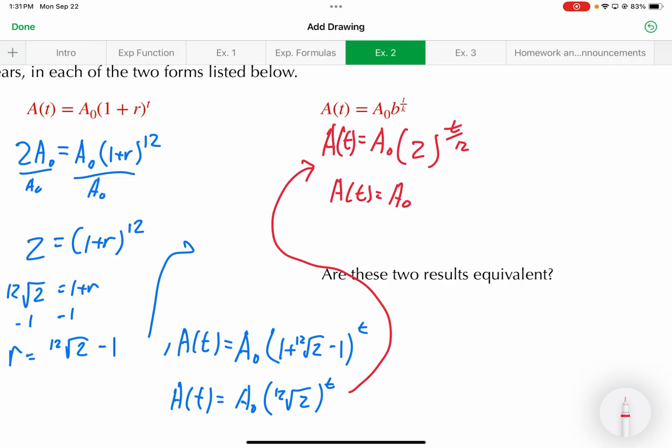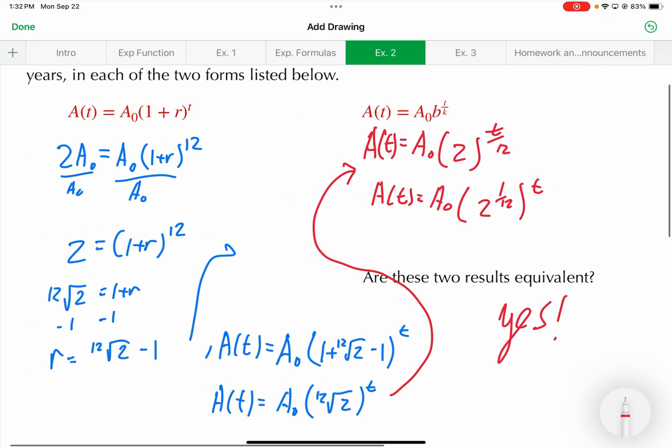They took the t over 12, and can I move the 12th root inside that parentheses? I can. I could write it as 2 to the 1/12th power if we wanted to, and then leave the t out there. Those things are equivalent to each other using those properties that you guys learned the past couple days. And then these forms are equivalent. I could write it as the 12th root if I really wanted to, but other than that, we see that these two are equivalent. So are these equivalent? Resounding yes.